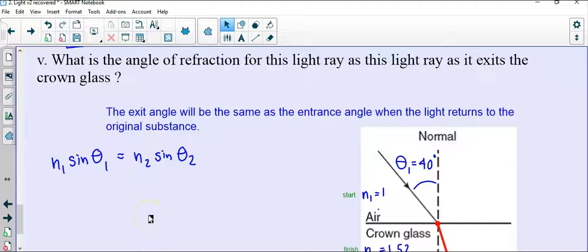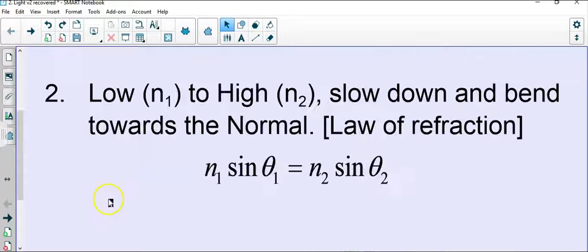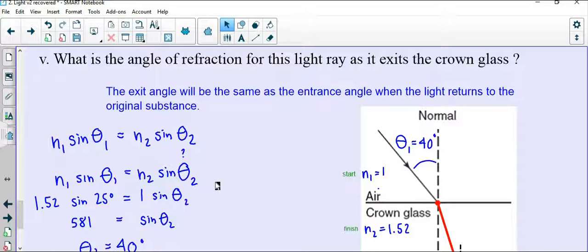And finally, what is the angle of refraction for this light ray as it exits the crown glass? So there's a very simple rule. Let's take a look at the reversibility of Snell's law of refraction. The rule says low to high, slow down, bend towards the normal. But what if you were going from high to low? Well, then you would reverse this. Instead of slowing down, you'd speed up. Instead of bending towards, you'd bend away. So the Snell's law rule is reversible. The exit angle will always be the same as the entrance angle when the light returns to the original substance.